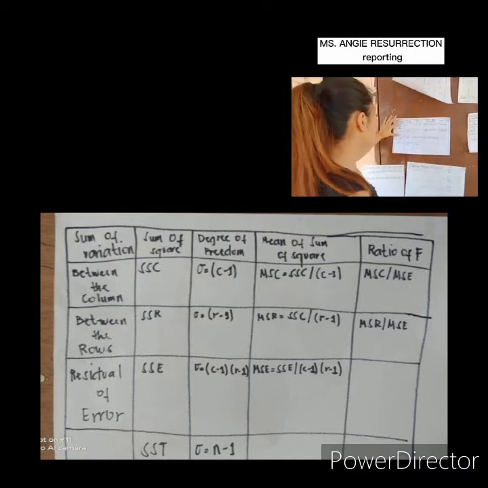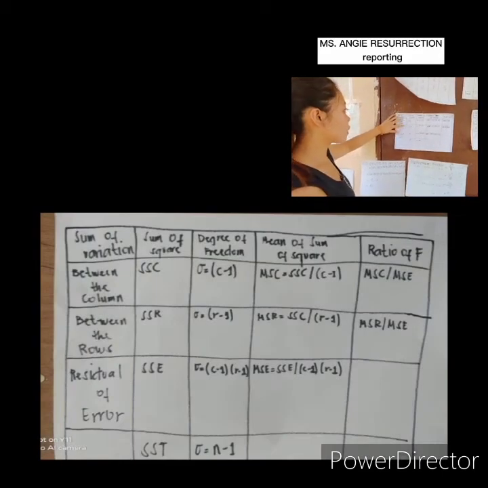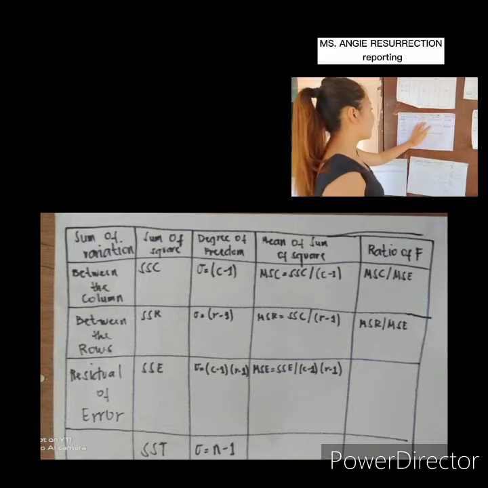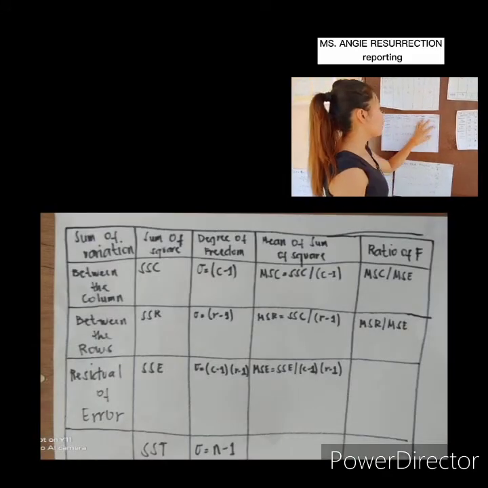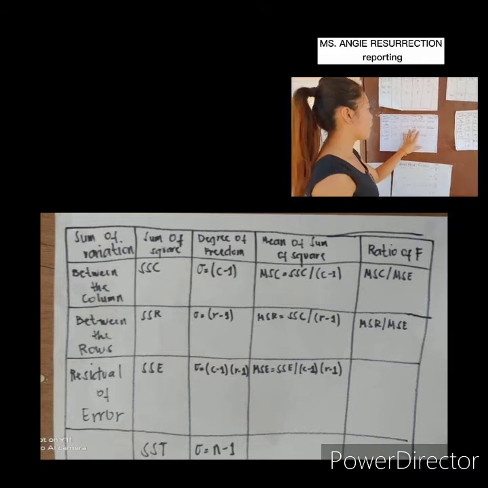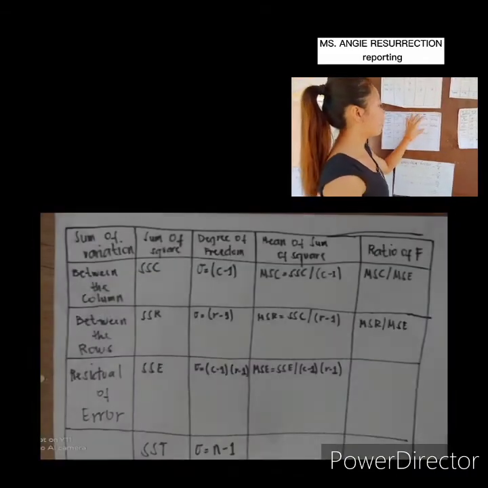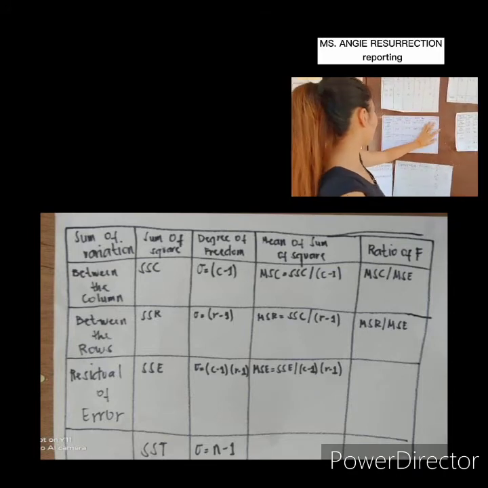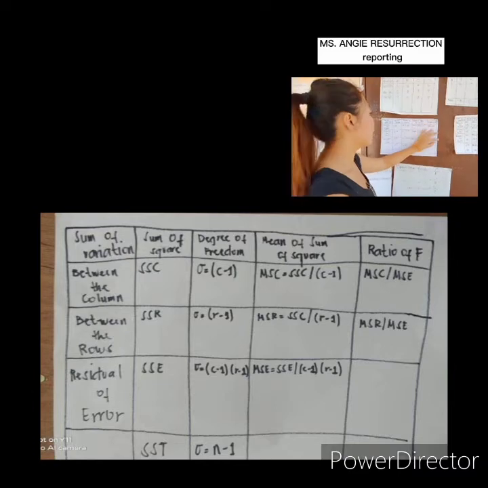So now coming to the second row. Between the rows, the sum of squares between the rows is SSR. Degrees of freedom between the rows, nu, is equal to R minus 1. Mean sum of squares between the rows, MSR, is equal to SSR divided by R minus 1. The F ratio between the rows is MSR divided by MSE.